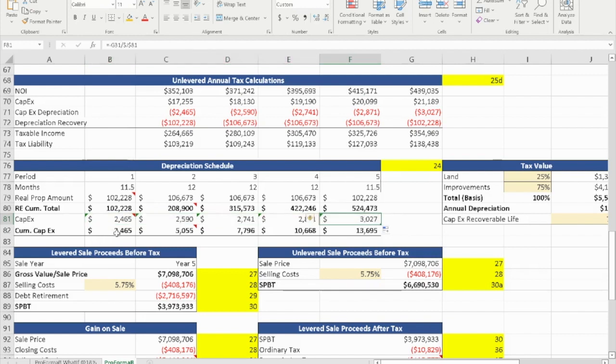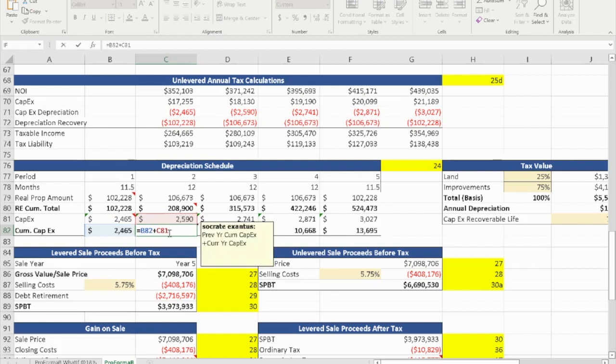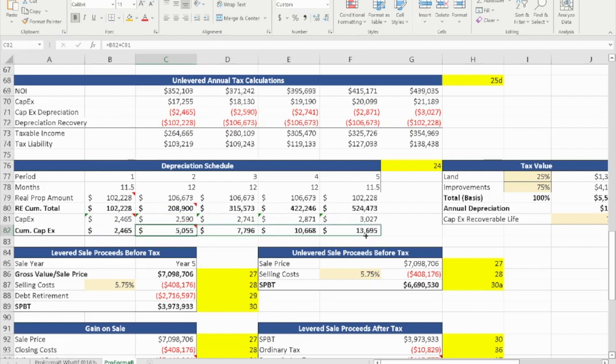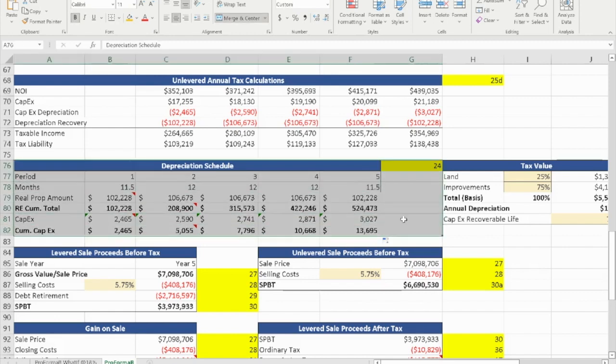The same formula that we used to calculate the cumulative depreciation above, we're going to use down here. The first year is going to be the cell above, which is the CapEx. Year 2 cumulative CapEx will be the previous year cumulative CapEx plus the current year CapEx. We do not have to anchor either of these two cells, and we can drag it across, which would give us the $13,695 in year 5. That would be how you complete step 24.